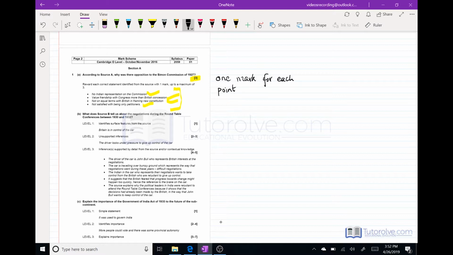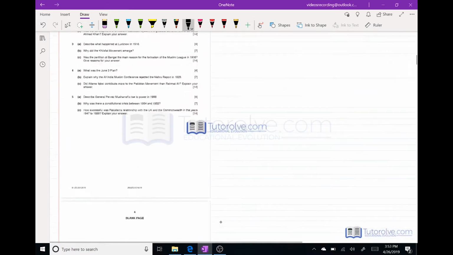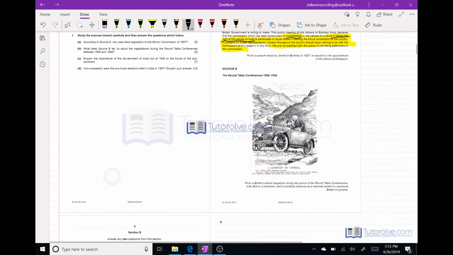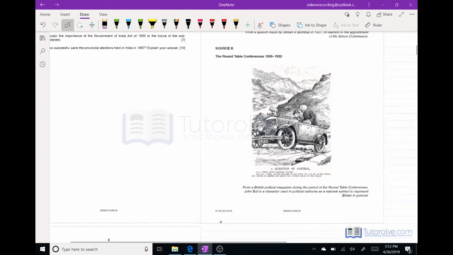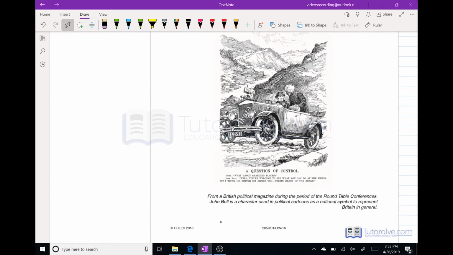Now, source B tells us about the negotiations during the round table. Now there are levels to every answer, right? So you have to identify which exactly is. So source B is basically a political magazine, and it shows a car which is labeled as India. The year is 1931, being driven by a white man, and an Indian native is sitting in the back seat.